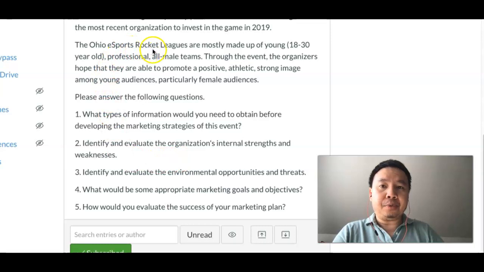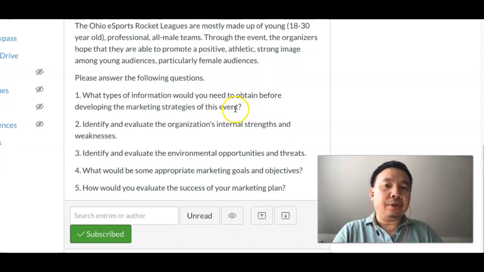The Ohio Esports Rocket League is mostly made up of young, all-male teams. Through this event, the organizers also hope they're able to promote a positive, athletic, strong image among young audiences, particularly the female audience. So this is their marketing goal, right? So you need to go and answer the following questions.